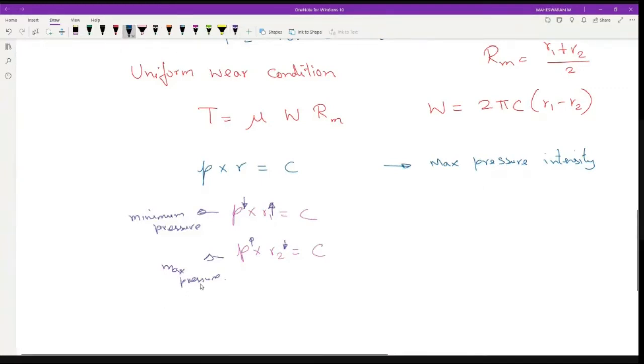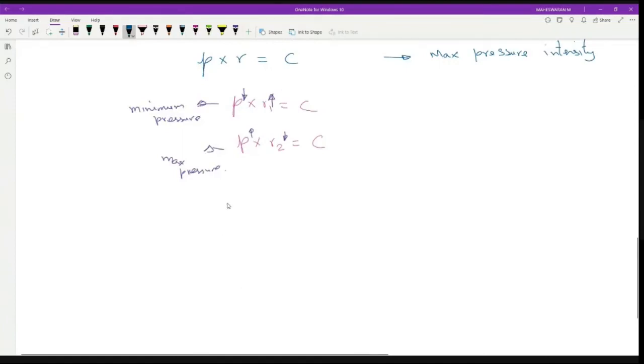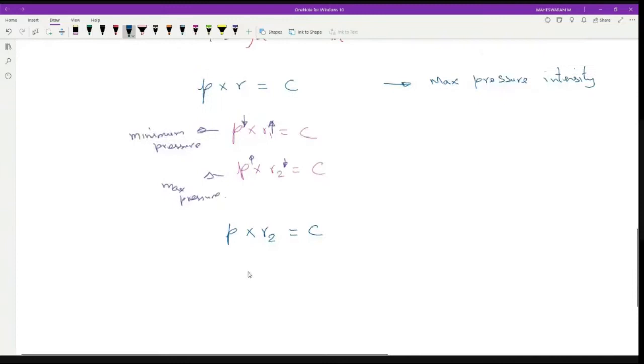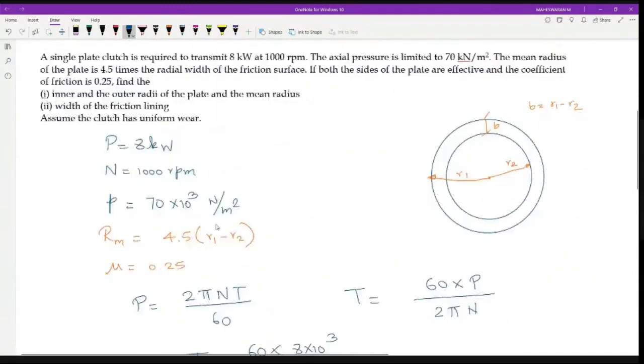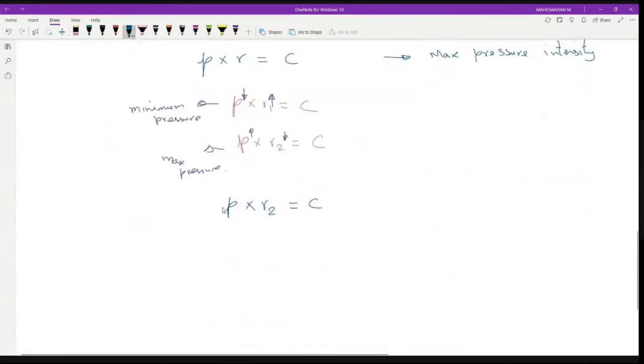So where will we have maximum pressure intensity? Inner radius. So I have to consider P into R2 is equal to C, right? So do you know the value of P? Yes, sir. P is 70 into 10 power 3, right? So let me write it out: 70 into 10 power 3 into R2, I don't know what is R2, is equal to C, right? So this is one relation. Let me consider this as equation 1.